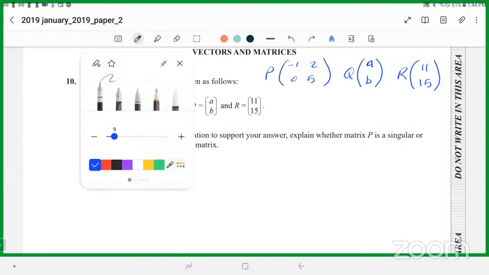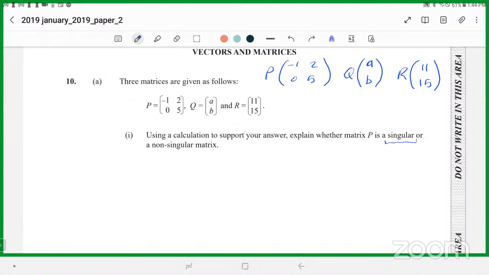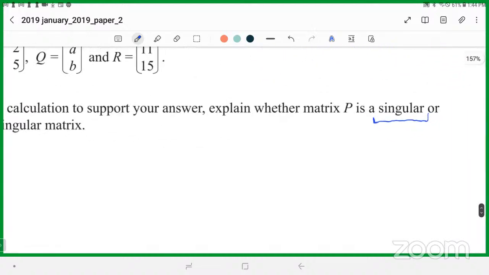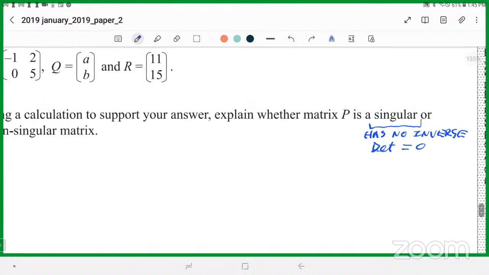Remember, singular means it has no inverse. If it is singular, it has no inverse, because the determinant is equal to 0. If the determinant is not equal to 0, it is not singular, and it has an inverse. So to determine if it is singular or not, we need to calculate the value of the determinant. You get me? So let's do that now.